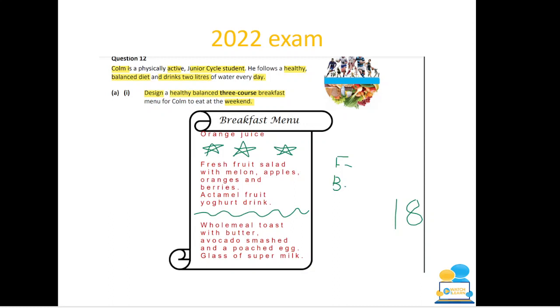So the next thing he had was fresh fruit salad with melons, apple, orange and berries, and he had an Actimel fruit yogurt drink. Squiggly line, wholemeal toast with butter, avocado smashed, and a poached egg and a glass of super milk. Okay, so it's balanced because I'm eating 3 out of the 4 food groups. It's formatted. Everything suits Colm as an active 15 to 16-year-old. Okay, so therefore that question is out of 18.